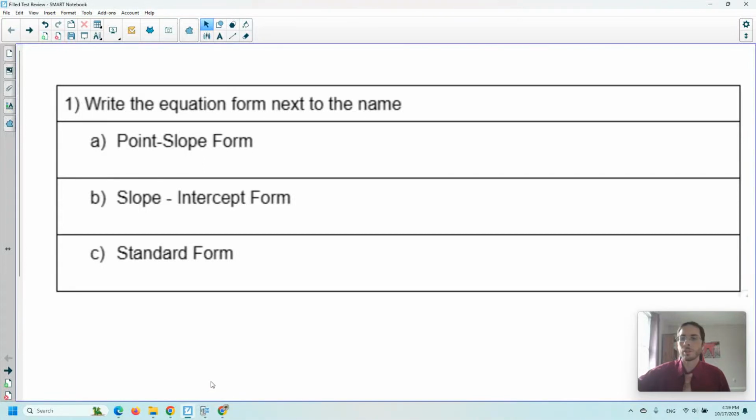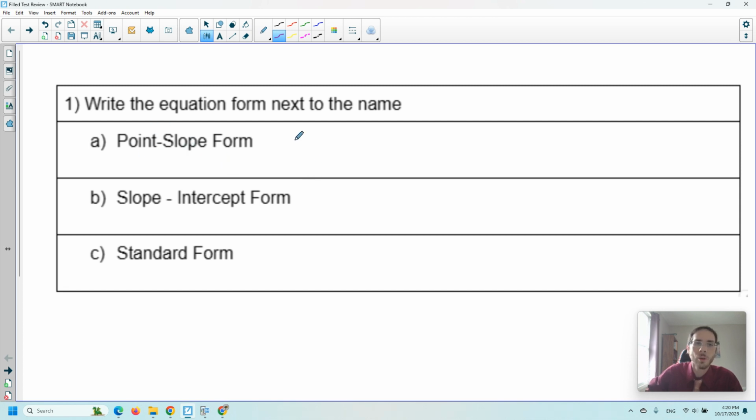All right, so this is the review for second test. Sorry, sliding that away. So number one, we just have to write the equation next to the name. So this is just all straight vocab. But the nice thing is, if you can do this one, you know almost all the equations you need for the test. So this is good to see at first, because if you can do this, you can always refer back to this question for the equation forms.